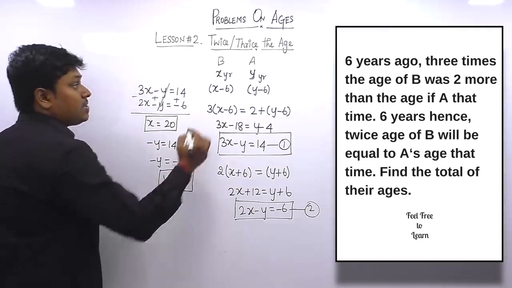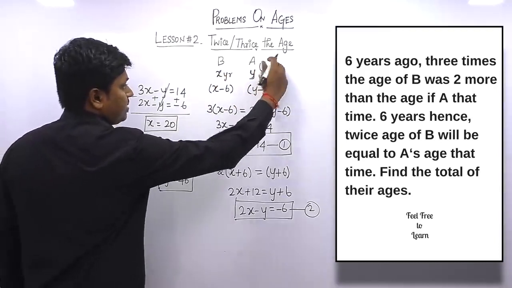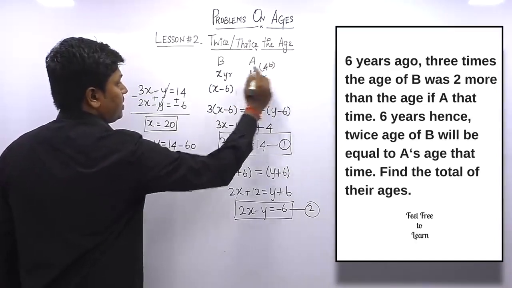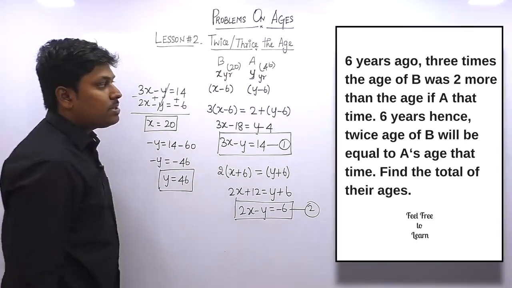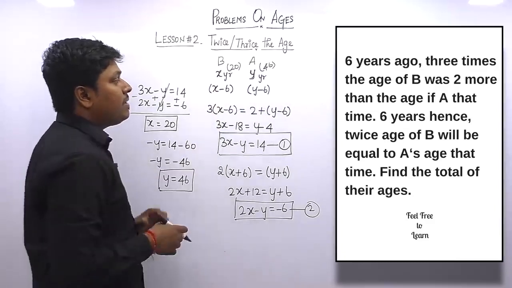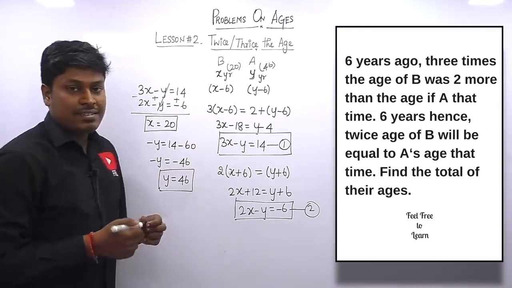Which means the age of person A will be 46 years, and the age of person B, that is x, will be 20 years. But our target is to find the total. So 46 plus 20 will be 66. So finally the answer for this question is 66 years.